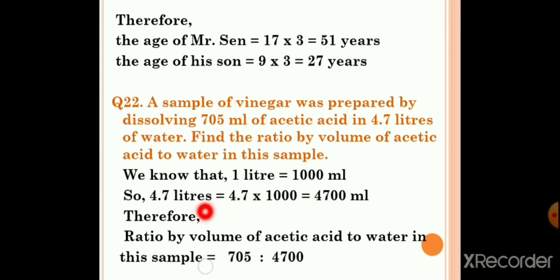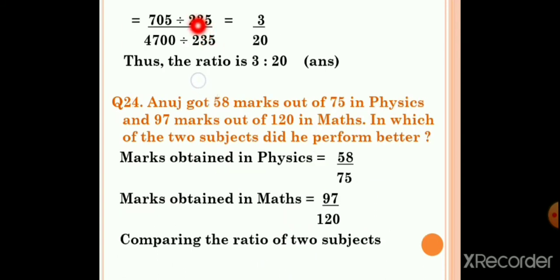Therefore, we can now find out the ratio of the volume. So the ratio by volume of acetic acid to water in this sample is 705 is to 4700. Now we can divide this by 235, or you can start dividing by 5. Eventually we'll use the smaller divisor, and then we can keep on dividing until we get the simplest form of the ratio. So here I have directly divided it by 235, which will give us 3 by 20 as the answer. Thus the ratio of acetic acid to water is 3 is to 20.